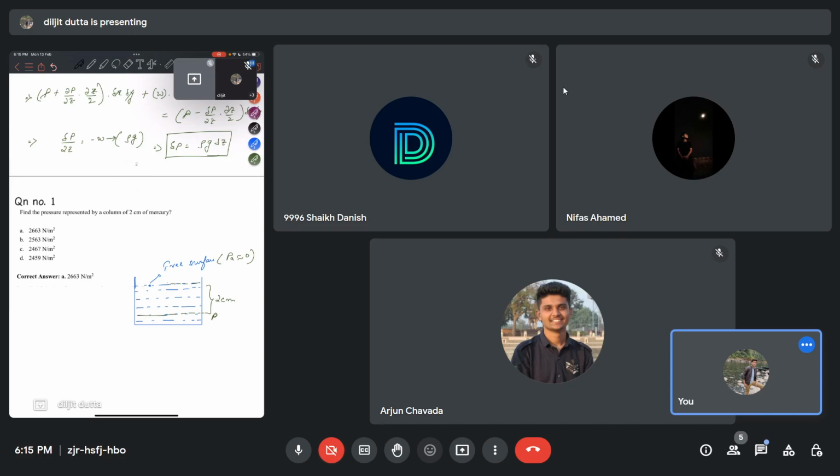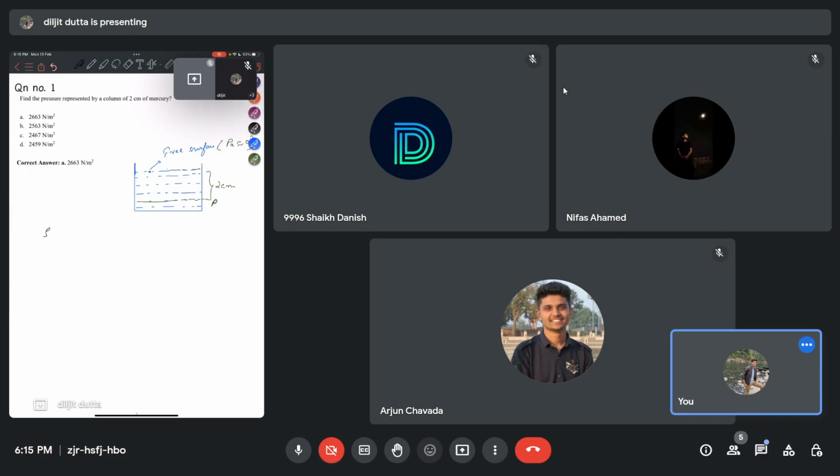So we have to use the formula obtained in the previous derivation, that is delta P equal to rho g into delta z. So we know g is the acceleration due to gravity. We know delta z is 2 centimeter. We need rho. So rho of mercury will be how much? Rho of mercury is equal to specific gravity of mercury into 1000, that is the density of water. So 13600. So it is very simple.